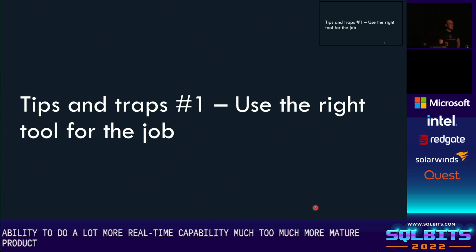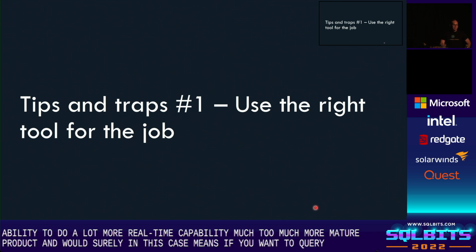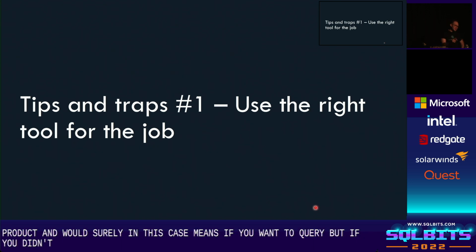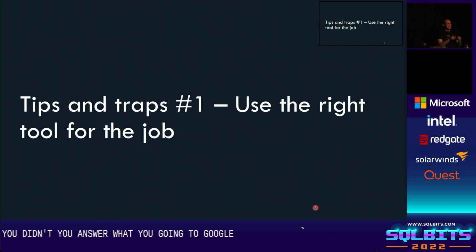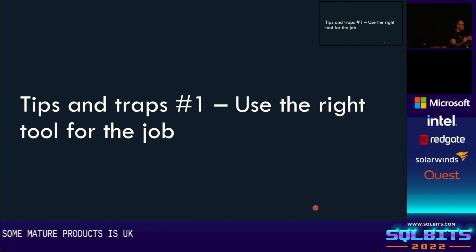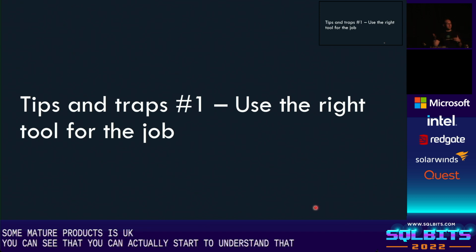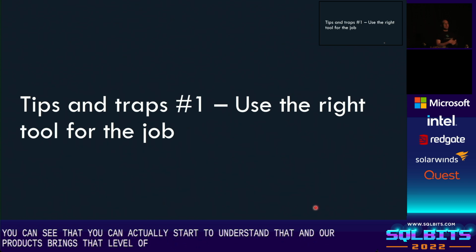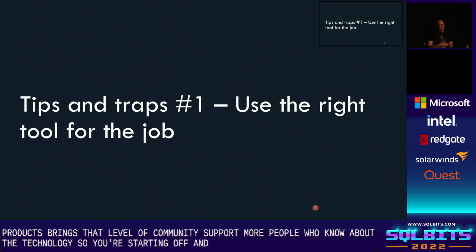And maturity in this case means that if you get an error in Databricks, you go on Stack Overflow, or you go onto Google, or, let's be honest, no one's using Bing. You go onto Google, you type it in, and you go Azure Databricks. And the great part of some mature products is you get an answer. The top answer on Stack Overflow exists, and you can actually start to understand that. Maturity of products brings that level of community support. It also means that there are just more people who know about the technology. So if you're starting off in this space, then maybe that might work really well.